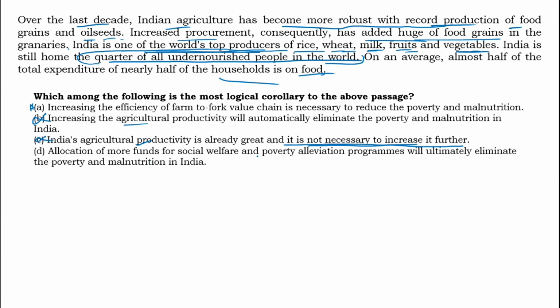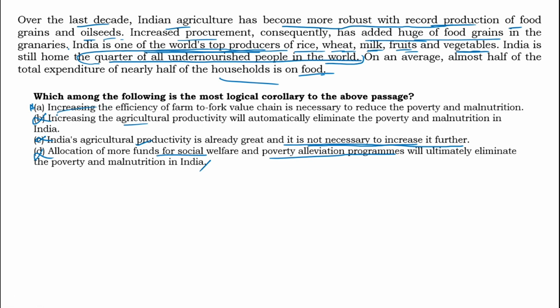Allocation of more funds for social welfare and poverty alleviation programs will ultimately eliminate poverty and malnutrition in India. We do not find any mention of funds for social welfare and poverty alleviation programs in this passage. So it is out of the passage and we can say it is an incorrect statement.